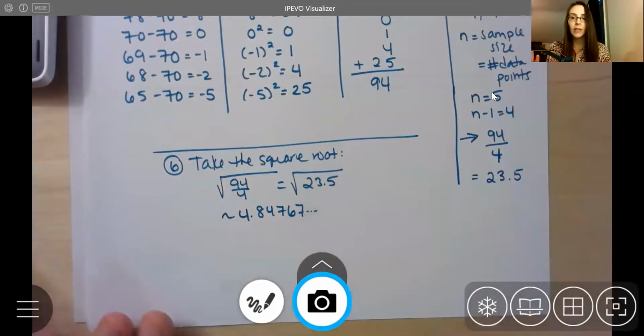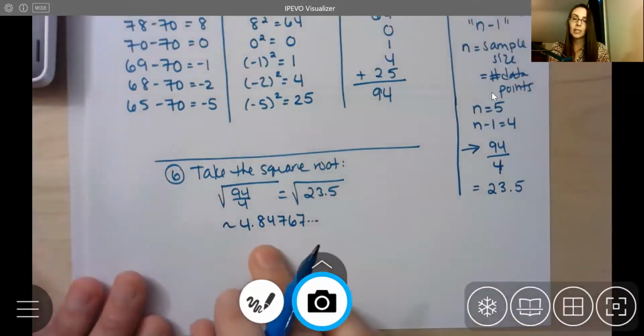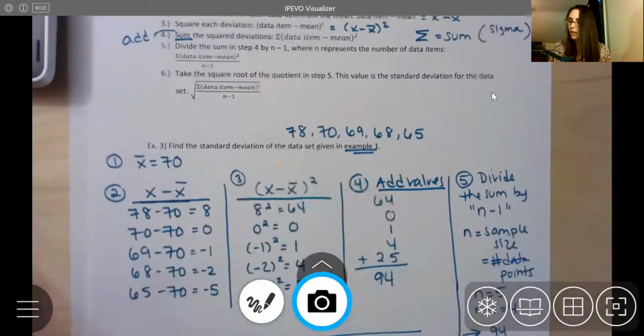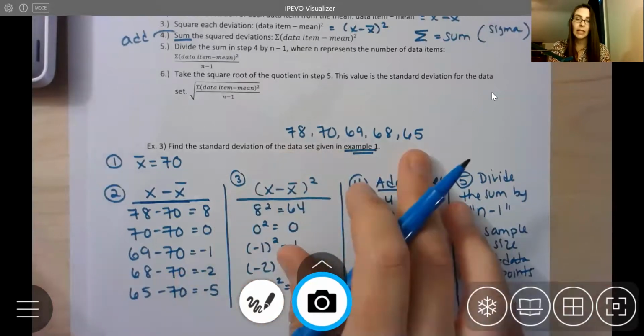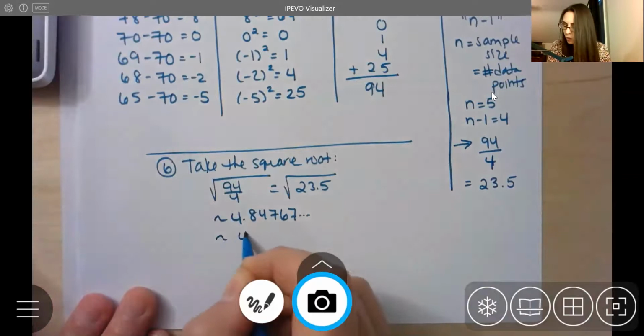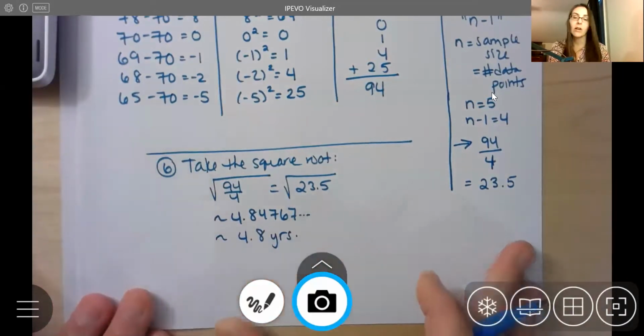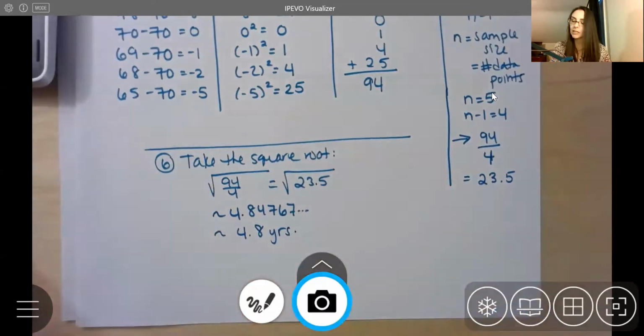Now in my math lab, obviously you want to read the directions to see how they want you to round, or if they want you to use an exact answer or a fraction. A lot of times if we're using decimals in statistics, what we typically do is use one decimal place more than the original data. Our original data here is whole numbers, so perhaps I would round this to just one decimal place, so 4.8. And your units here are the same as the original, so our units here are still years.